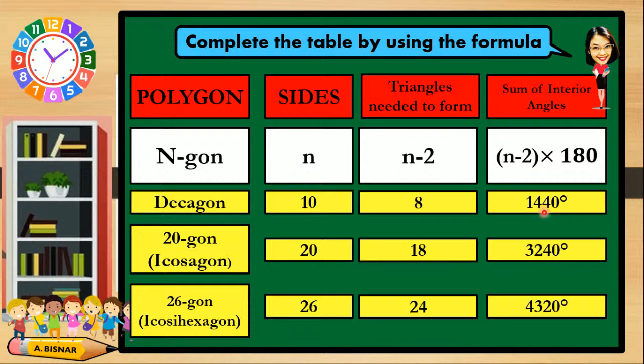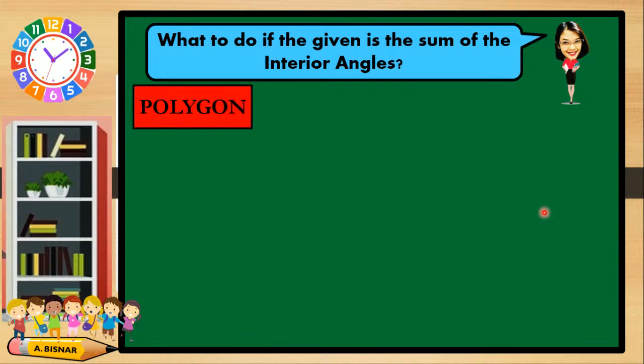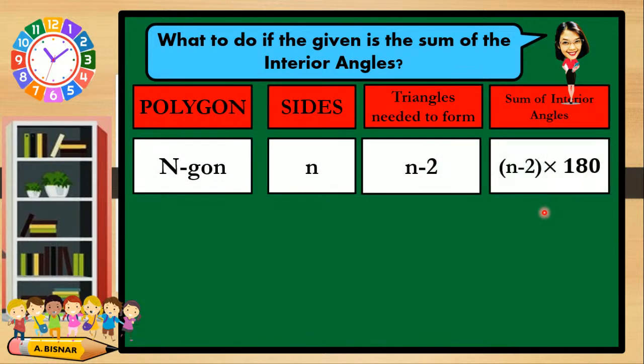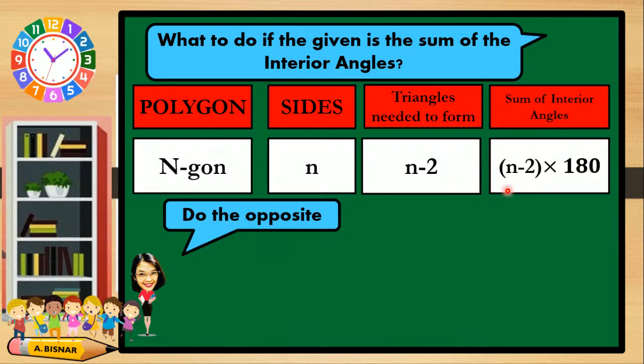Ngayon, yung kabaligtaran. For example, in here, this is what we did a while ago. After knowing the number of sides, we subtract 2, because these are the needed triangles to form the given polygon. And after you subtract 2, you multiply it to 180. Ngayon, yung kabaliktaran, then, we will also do the opposite.